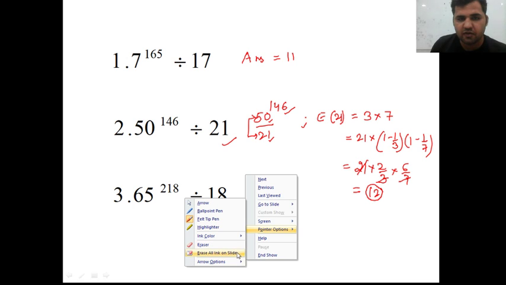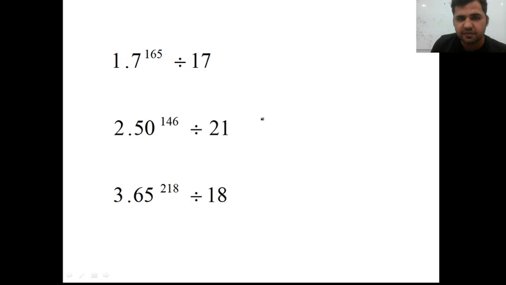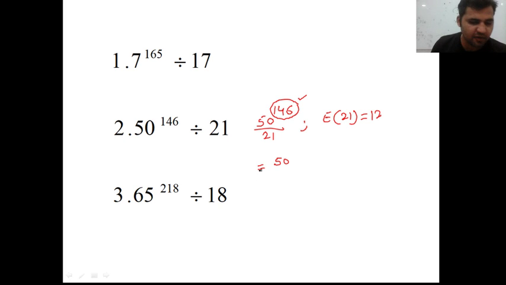So now if the Euler number of 21 is 12, you will have to see what will be the remainder when the power of 50 is divided by 12. We have just seen the Euler number of 21 is 12. So you'll have to see whether this power is a multiple of 12 or not. It is not. So what we will do is we will try to make it a multiple of 12.